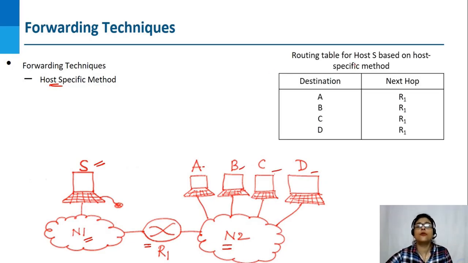So the routing table for host S based on the host specific method will be given like this. The destination should be any of the nodes that are connected to network N2, so it can be A, B, C or D. And what should be the next hop? The next hop is basically the router R1 through which it should be connected to network N2. So we give here the next hop as R1.